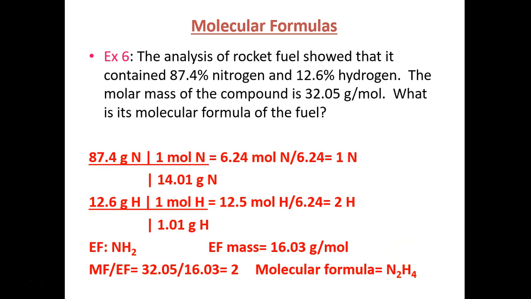And if you wanted to, you could double check and make sure that this mass works out, right? I could calculate the mass of N2H4 and make sure it's about 32.05, okay? If it's a little off, that's okay. It's probably because of rounding. But you can check yourself at the end on these.